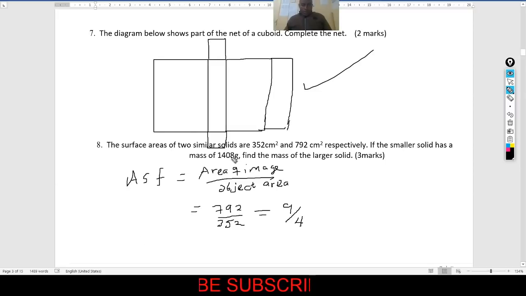Remember, here we are dealing with grams, so we deal with the linear scale factor. We know that to get the linear scale factor from area scale factor, because we are dealing now with mass, linear scale factor equals to the square root of the area scale factor, which is equal to square root of 9 over 4. This gives you 3 over 2.